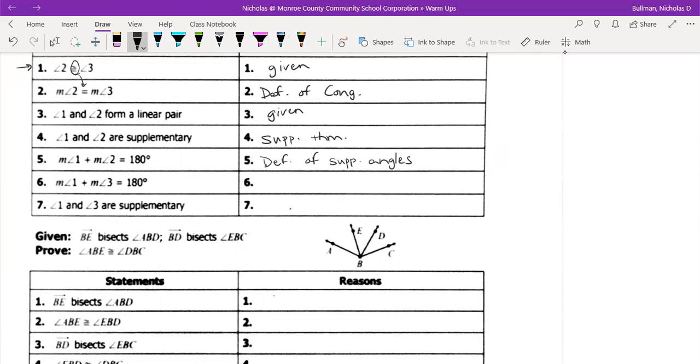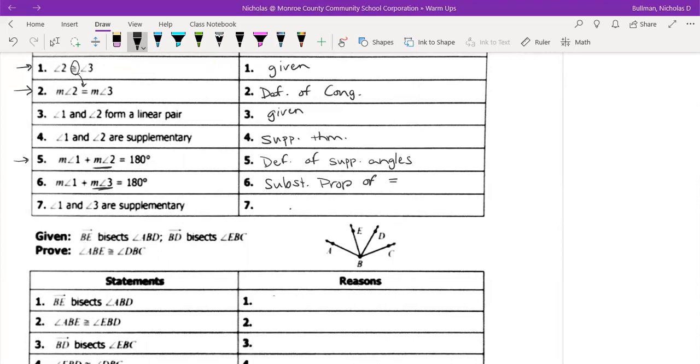Now I've got the measure of angle 1 plus the measure of angle 3 equals 180. Okay, go back to my previous statements. It looks very similar to statement 5. The only difference is I replaced the measure of angle 2 with the measure of angle 3. Well, any time that I replace something, I'm thinking substitution. So I need a statement that says these are equal to each other. And the statement that does that is statement 2. So since I do have that statement, I can say substitution property allows me to replace those. And it's a substitution property of equality since we're dealing with equal sign.